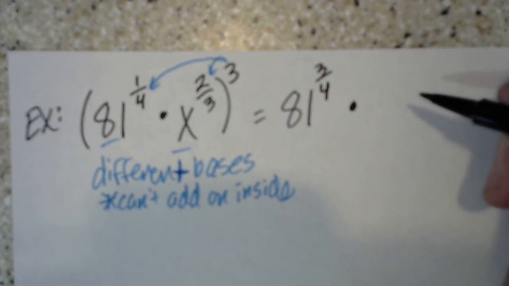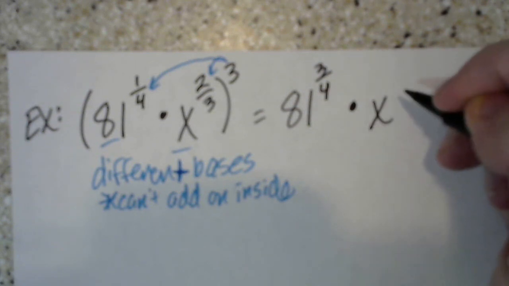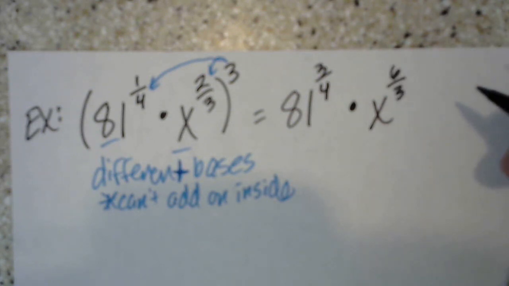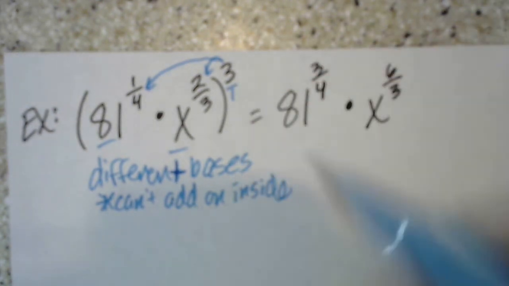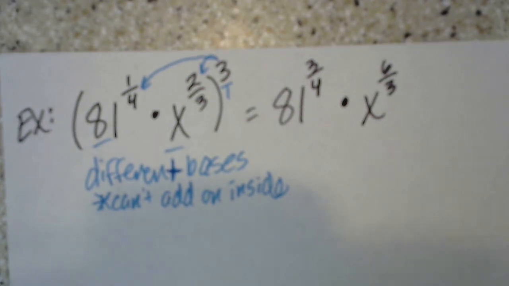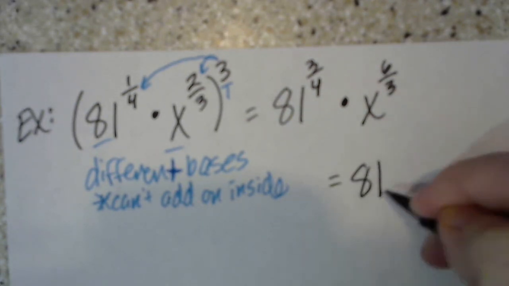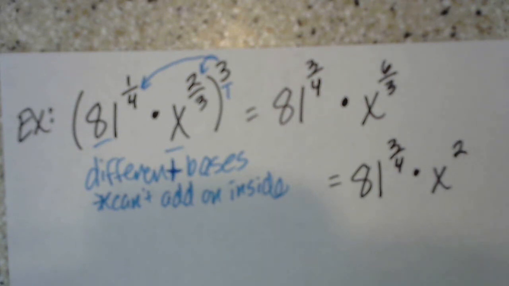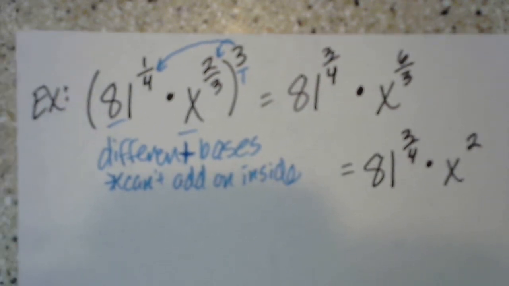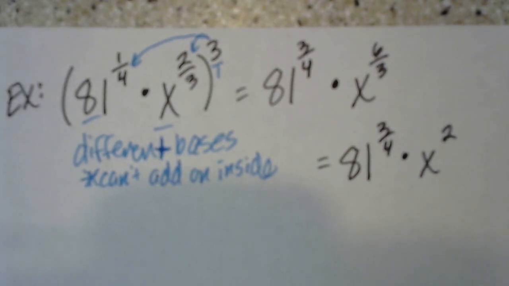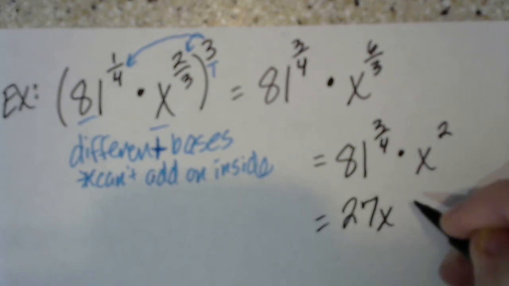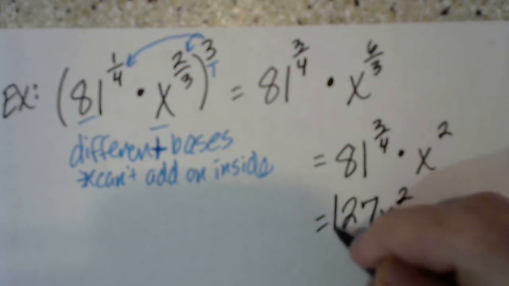And this is going to be x to the 2nd power, because it's going to be 6/3. Remember, 3/1 multiply straight across. So this is 81 to the 3/4 times x squared, right? And we know from an earlier problem today that 81 to the 3/4 is the same as 27. So the answer to this is 27x squared.